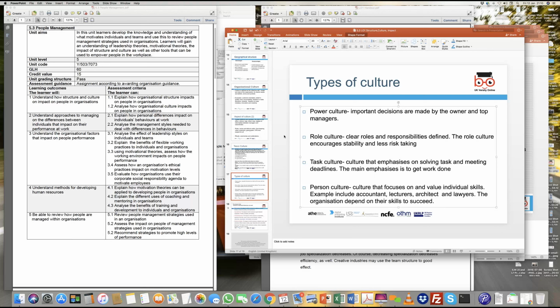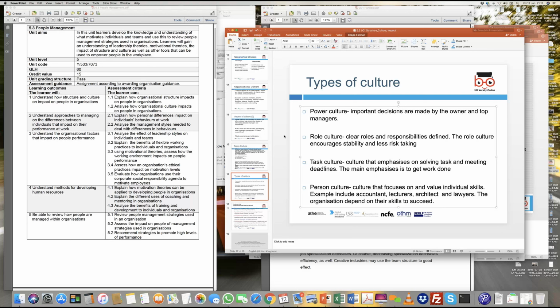So the task culture emphasizes the fact that their resources, which are people, are put in place because they need to provide solutions. They need to be able to solve problems. And this then essentially allows the organization to be more effective and efficient.